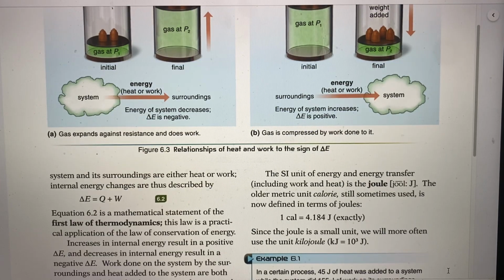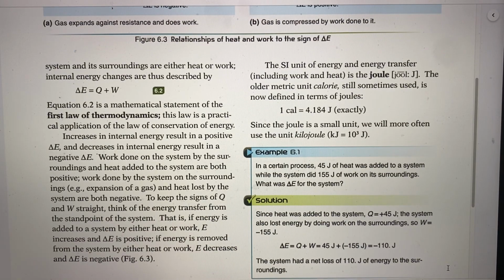So now we're going to move on from internal energy. We're going to be talking about the first law of thermodynamics. And so the first law of thermodynamics says, this law is the practical application of the law of conservation of energy. Remember I told you the law of conservation of energy, energy cannot be created or destroyed. And that's what the first law of thermodynamics really is, this same law. So that's the first law. Just remember that. It has to do with the law of conservation of energy put into a mathematical formula.